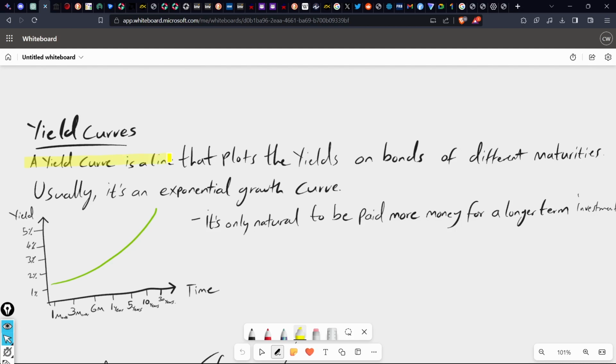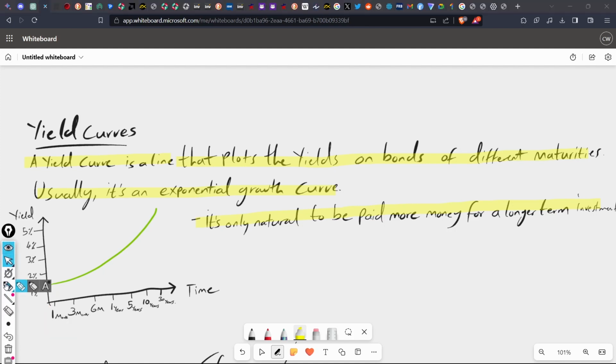Definition. A yield curve is a line. That's obvious. A yield curve is a line that plots the yields on bonds of different maturities. Usually it's an exponential growth curve, as you can see here. It's only natural to be paid more money for a longer term investment. That's why this is considered the usual shape of the yield curve. It's an exponential growth curve, just going up like that.